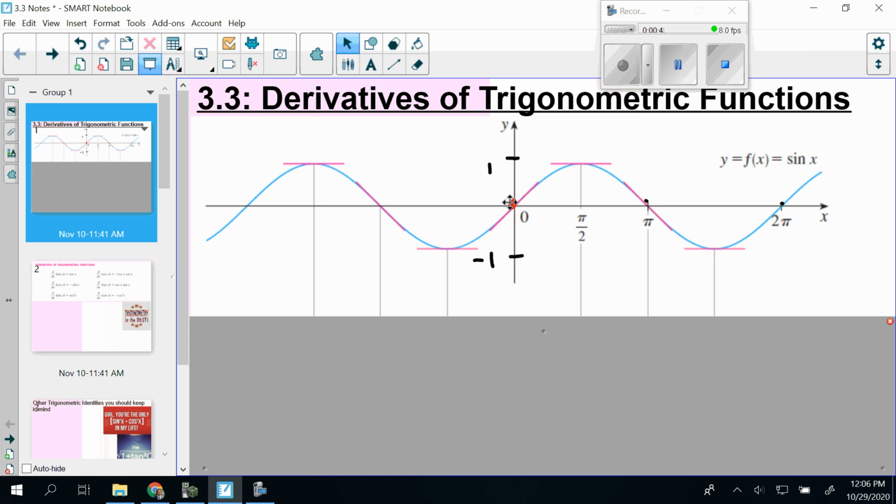Remember, derivatives are finding what is the rate of change or slope. So let's estimate what the slope is at some of these points. At pi over 2 and 3 pi over 2, that should be pretty easy. At pi over 2, this slope is 0. At 3 pi over 2, the slope is also 0 because its tangent line would be horizontal.